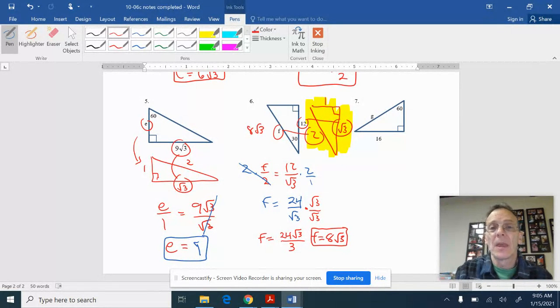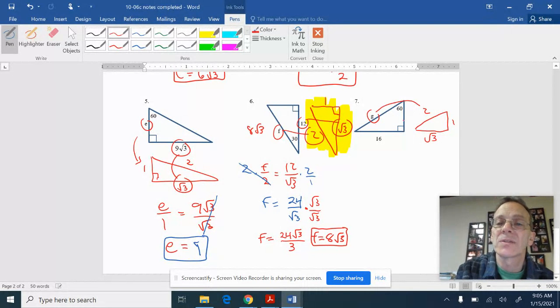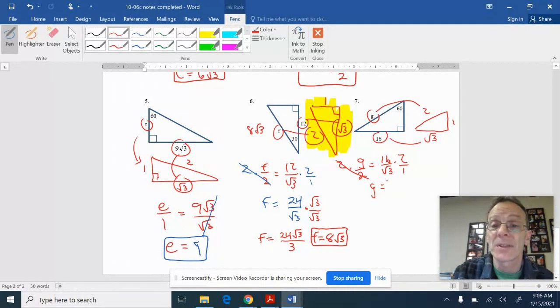Okay. And then finally, the last one here. Let's see, I'm going to draw a small 30, 60, 90, so I can squeeze it in there. That's 1, that's 2, and that's the square root of 3. Here are my correspondences, g and 2, 16 and radical 3. So g over 2 is equal to 16 over radical 3. Solving, the algebra is easy. Multiply both sides by 2, and g is equal to, imagine that's a fraction, multiply straight across. 16 times 2 is 32.